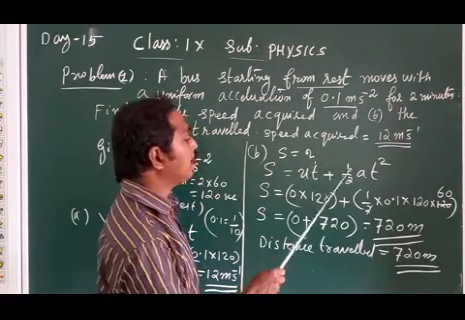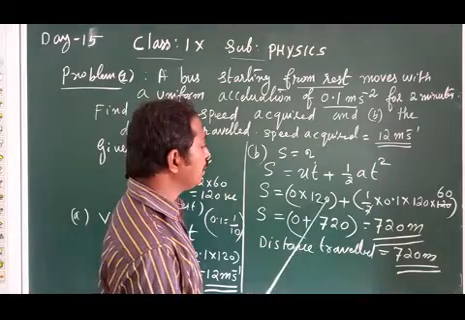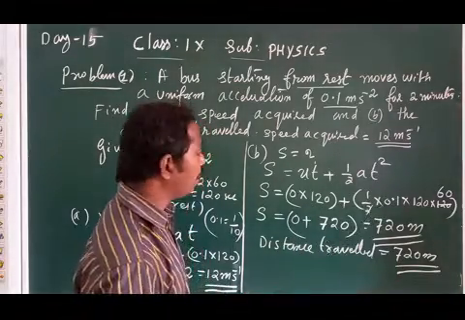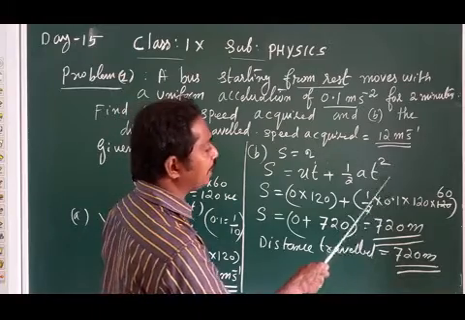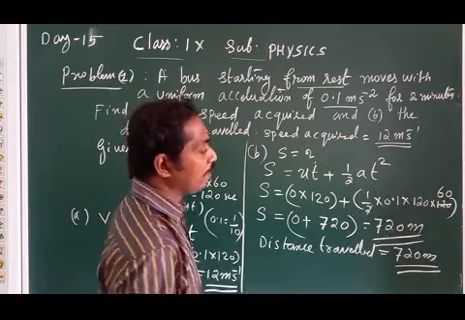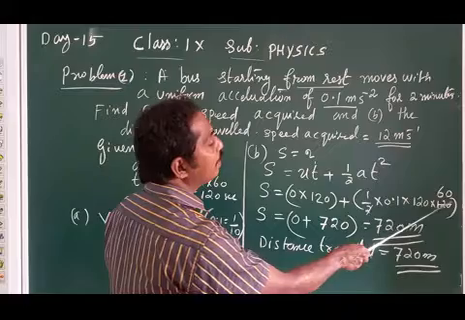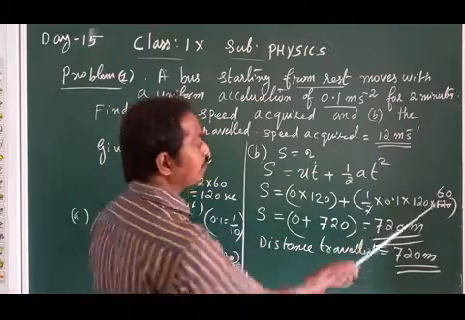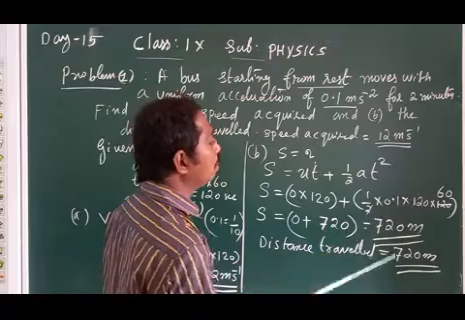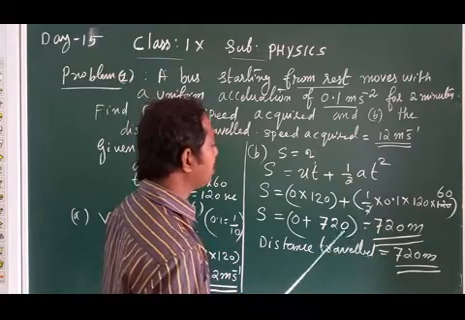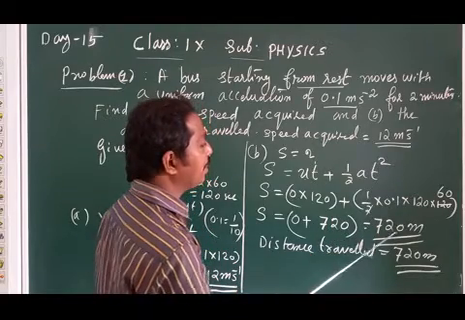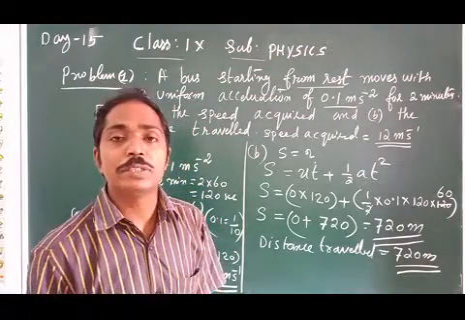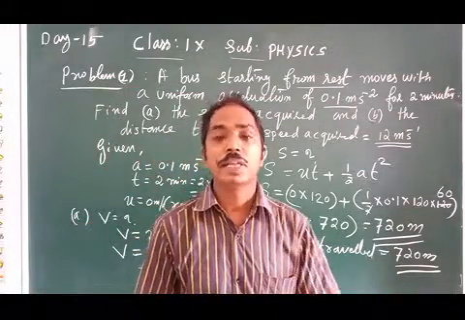Similarly, S, distance travelled, question mark. S equal to ut plus half a t square. 0 into 120, 0. Then half into 0.1, which means 1 by 10. So this 0 and this 0 will be cancelled. Here 2 and 120 will be cancelled. We will get 60. So 60 into 12, we will get 720. 720 meter. So the distance travelled is 720 meter. We have a second problem.